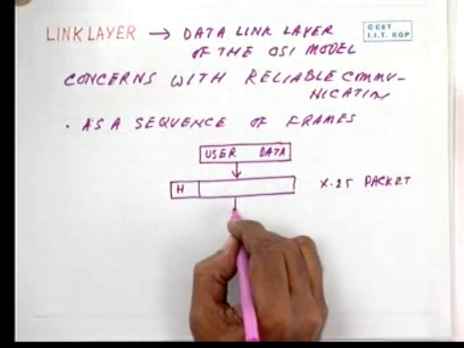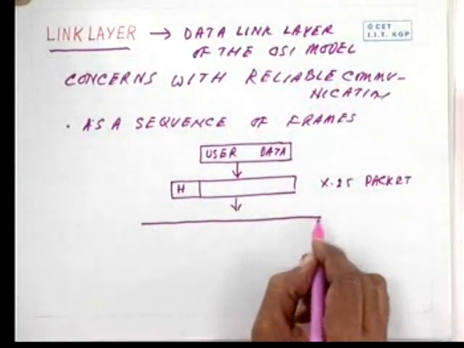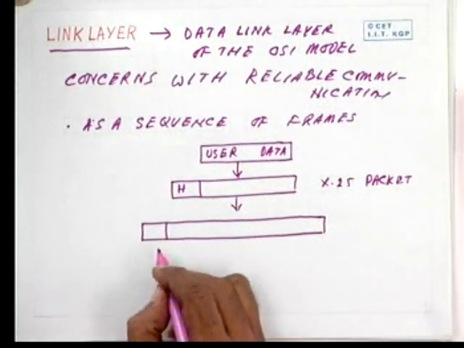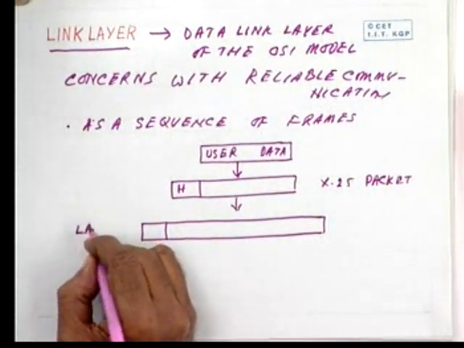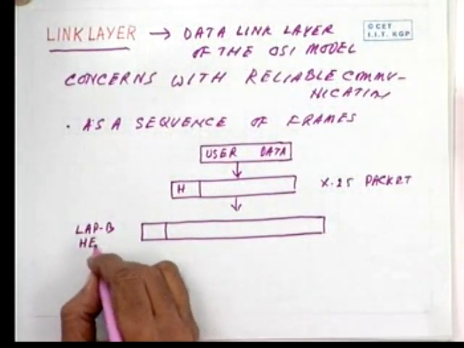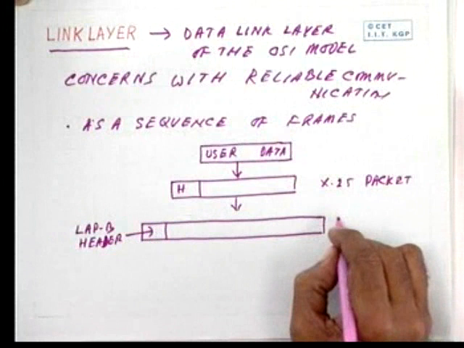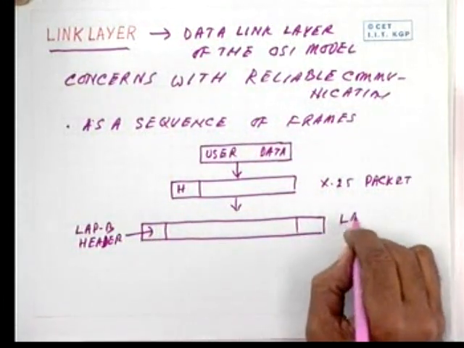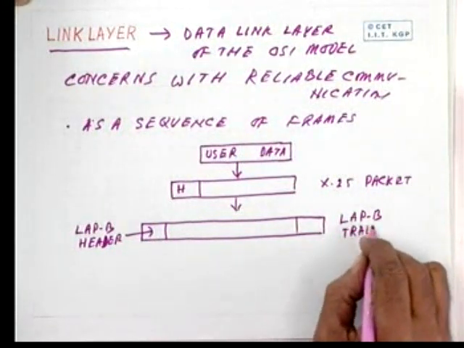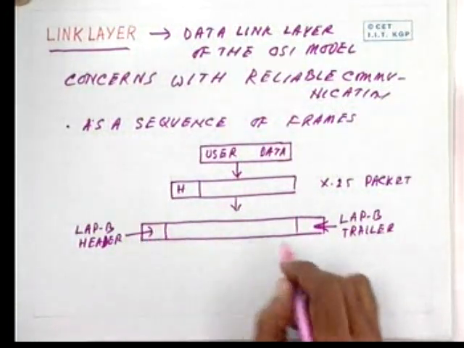Then this is sent to this link layer. Link layer adds what is known as LAP, link access protocol balanced header, here, and link access protocol balanced trailer at the end, and this packet is being sent.